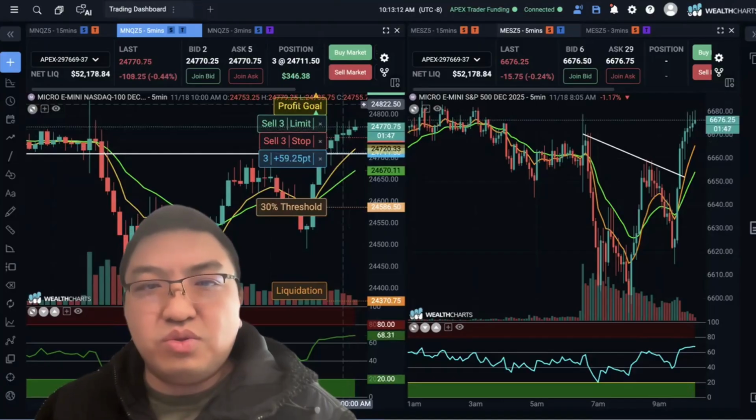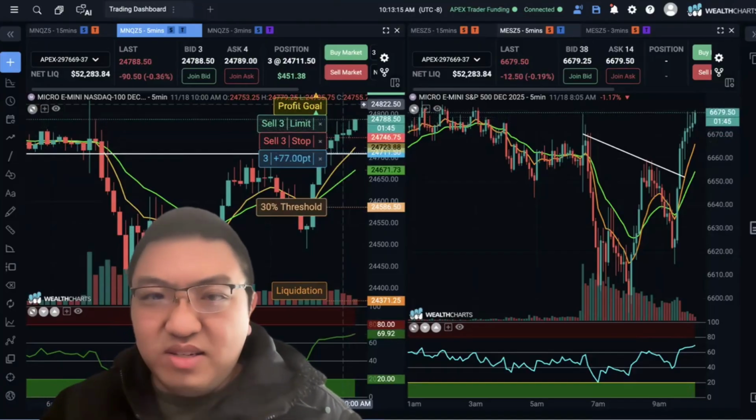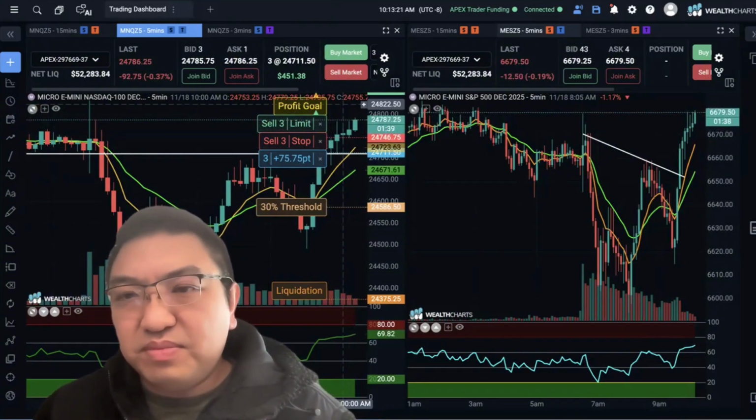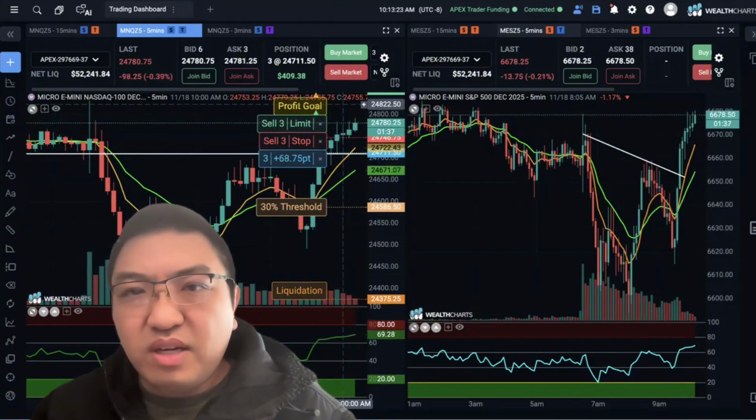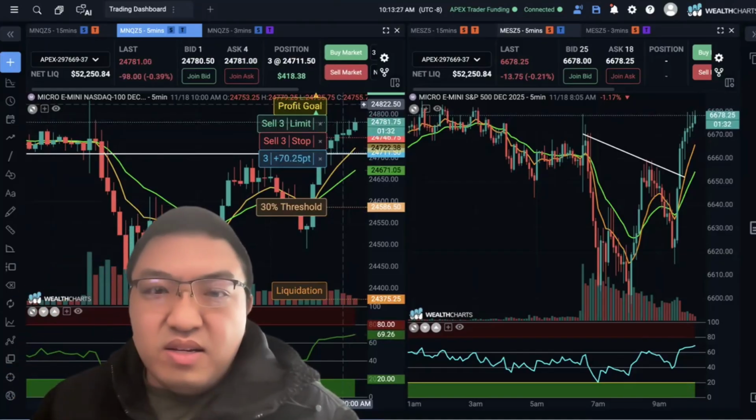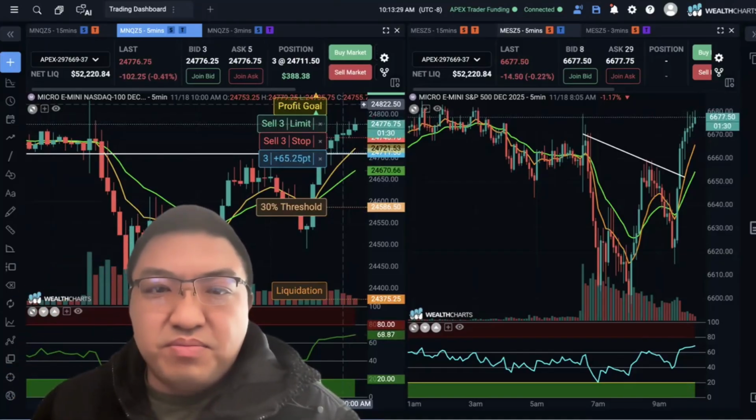Come on, at least you should close as a long candle, right? Oh, breakout? Oh, it gets rejected. Yes, they get rejected. And NQ is trying to break out.